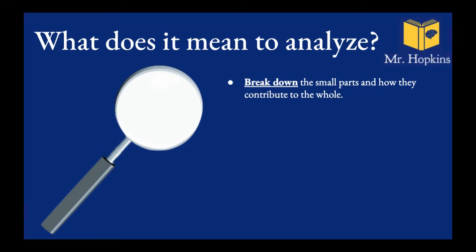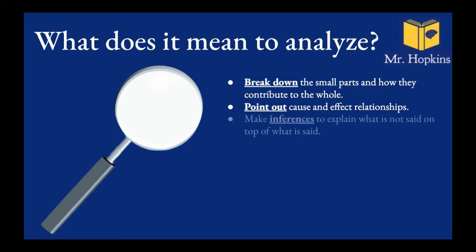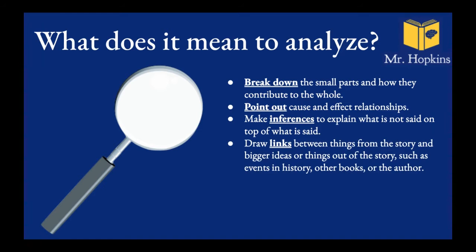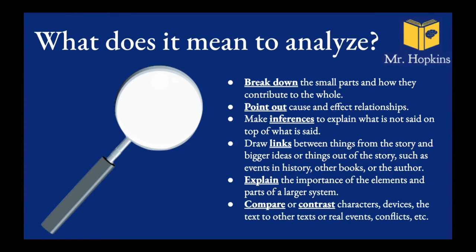the whole system, like a systems analysis. You can point out cause and effect relationships. You can make inferences to explain what is not said on top of what is said. You can draw links between things from the story and then bigger ideas out of the story, such as events in history, other books, or the author's life. You can explain the importance of the elements and parts of a larger system. And you can compare and contrast. You can compare and contrast things like characters, devices, the text to other texts or real events, the conflicts.